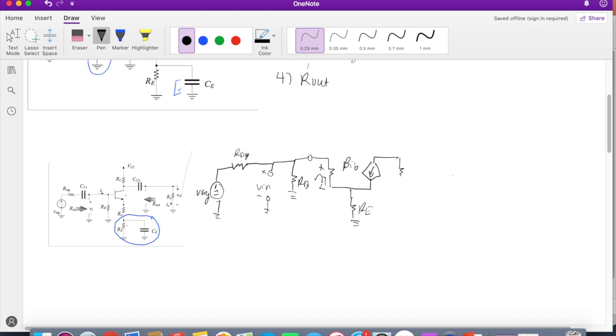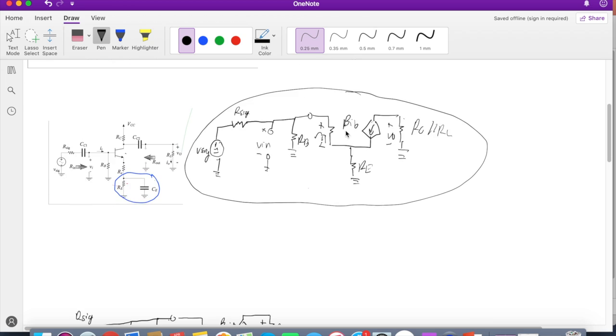Now for the collector side, we see we have collector resistance in parallel with RL, where the output voltage is terminated. So another way to draw this is we notice RC is in parallel with RL, so we can simply draw this as one resistance, RC in parallel with RL, plus minus V out. So now that we have our circuit drawn, we can start performing computations.